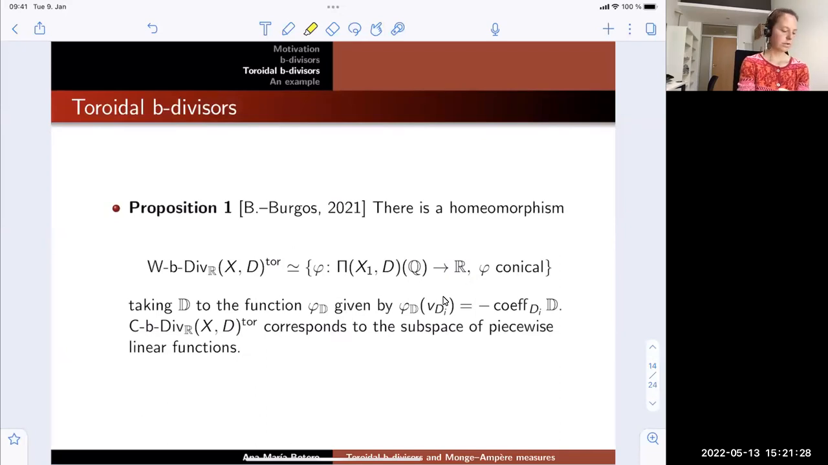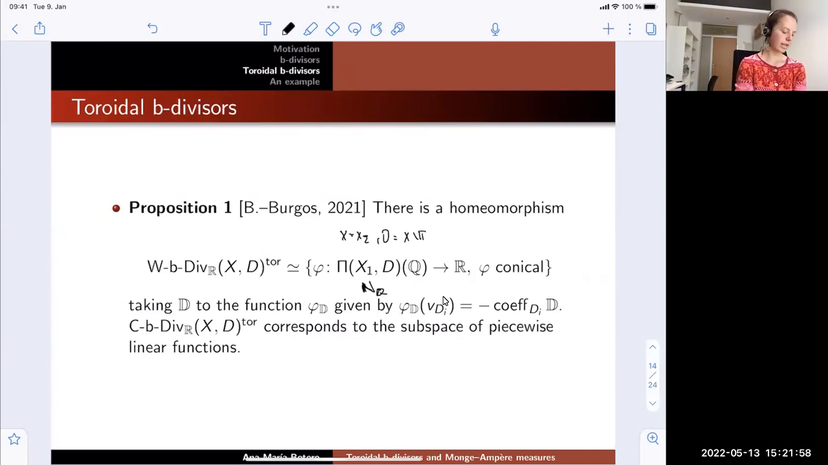So maybe just here again with the analogy, if you start with a toric variety and a toroidal structure just given by the toric boundary, then this space is just the lattice, the dual of the lattice of characters of the torus, tensored with Q. So here you obtain all conical functions on it.